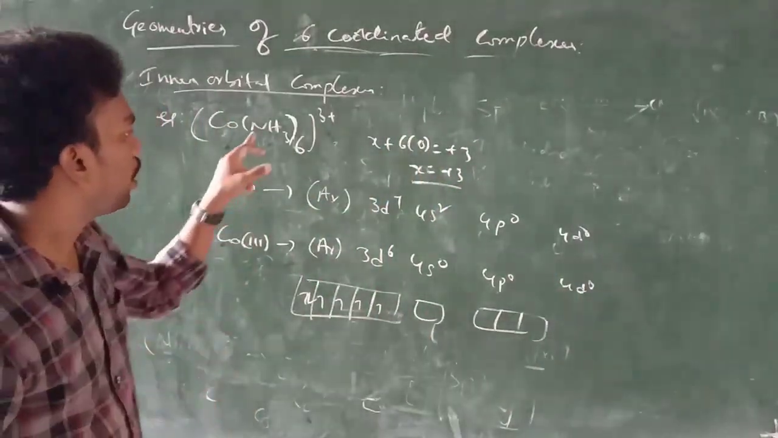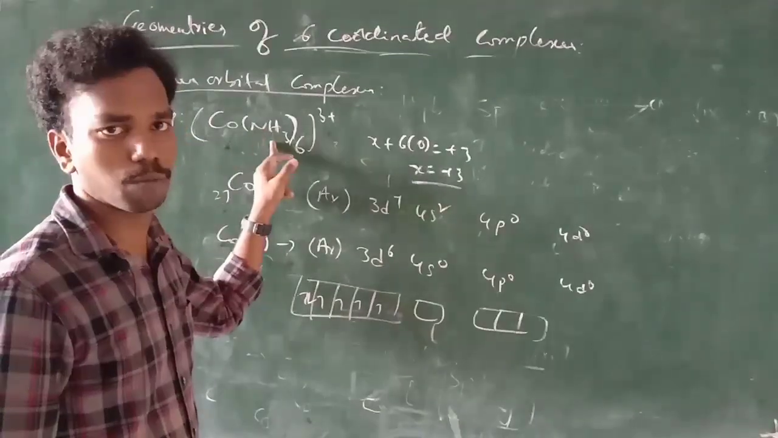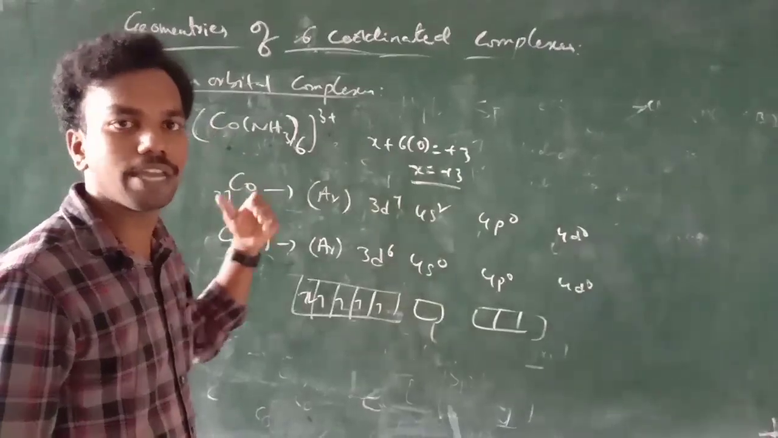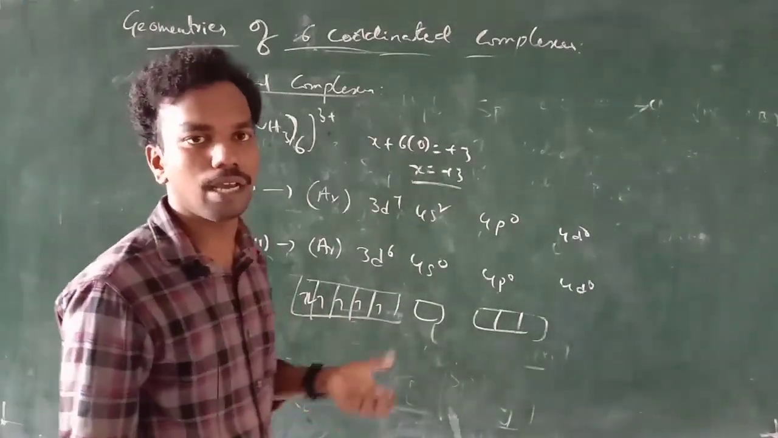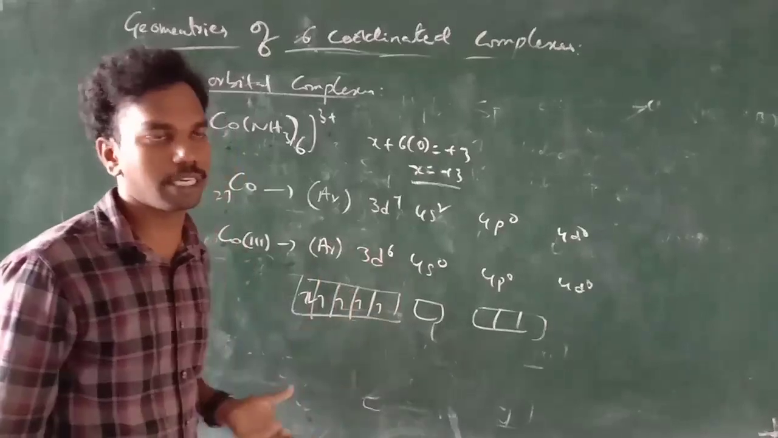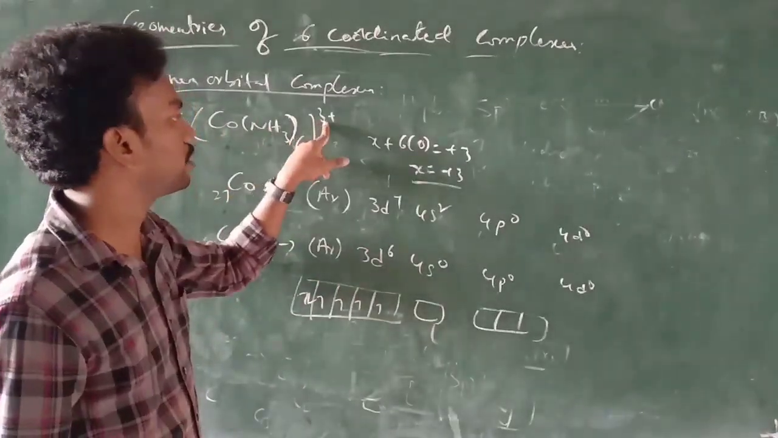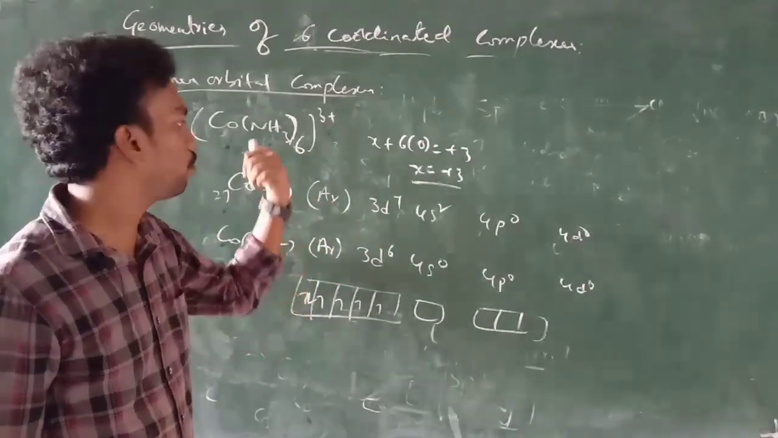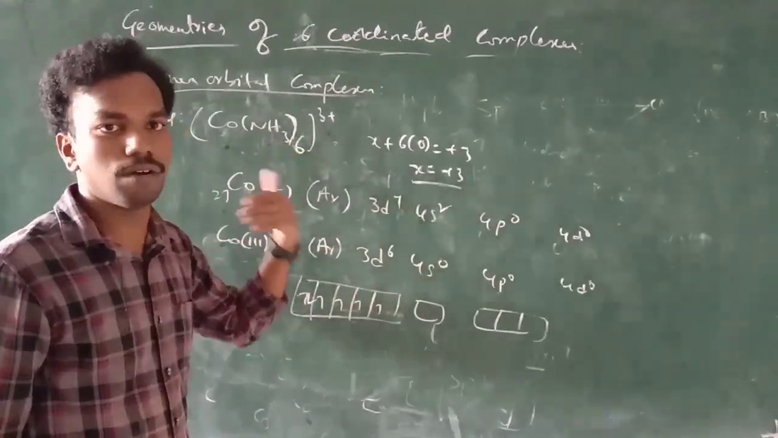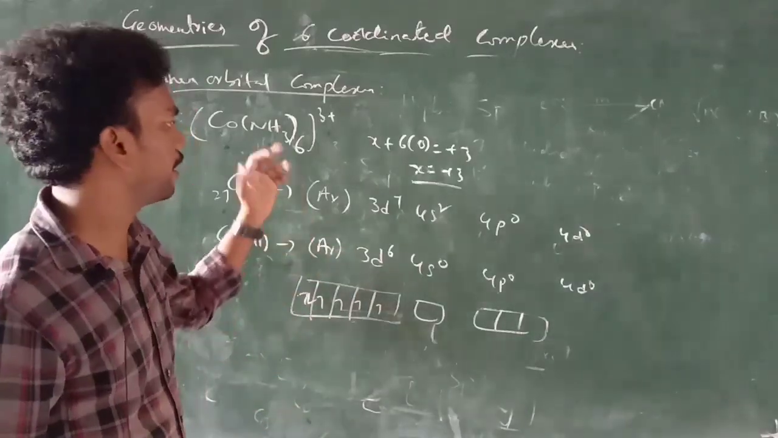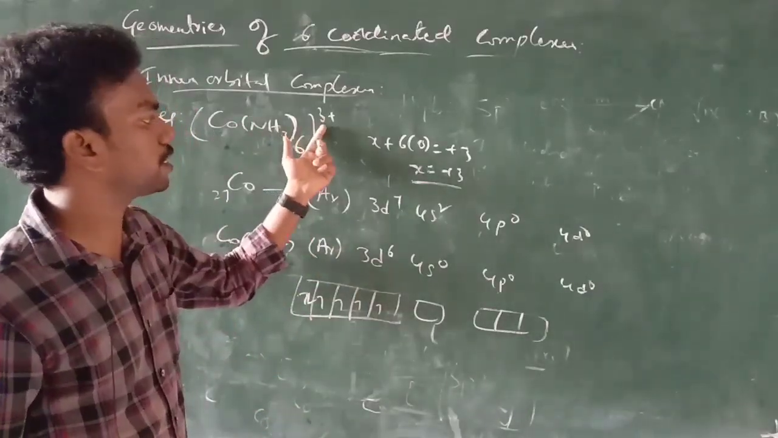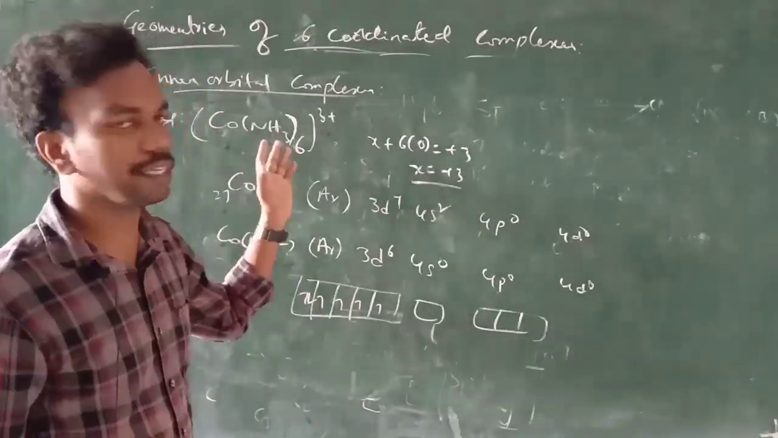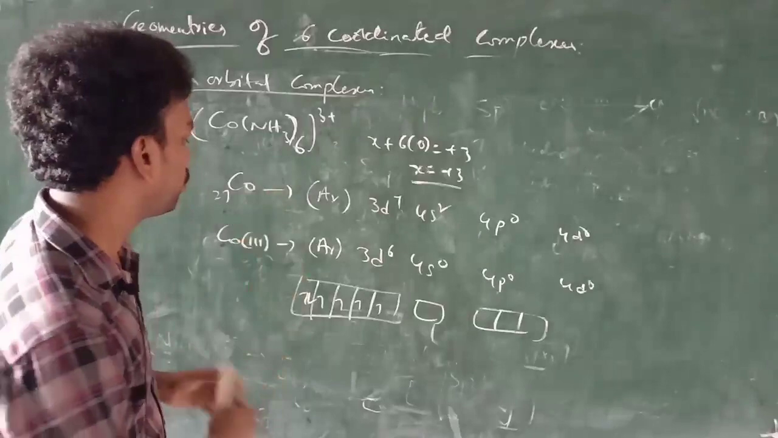Now next, what is the nature of this ammonia? Ammonia acts as a strong ligand when the central metal atom is present in a higher oxidation state. Here cobalt is in the +3 state, a higher oxidation state. If cobalt were in the +2 oxidation state, that is a lower oxidation state, ammonia would act as a weak field ligand. So here ammonia acts as a strong ligand. That is an important point to keep in mind.